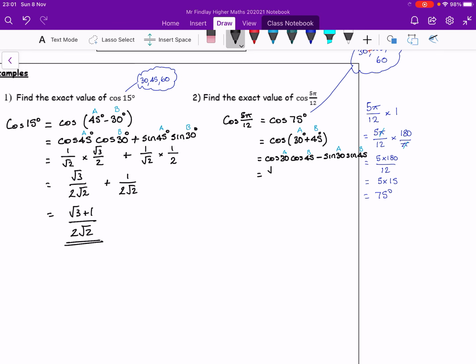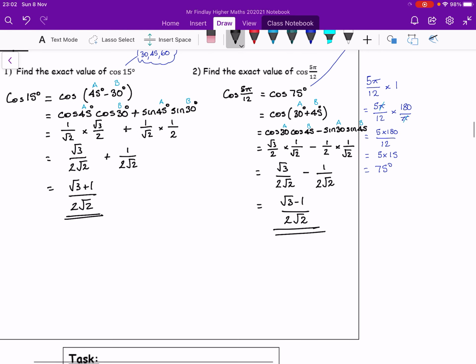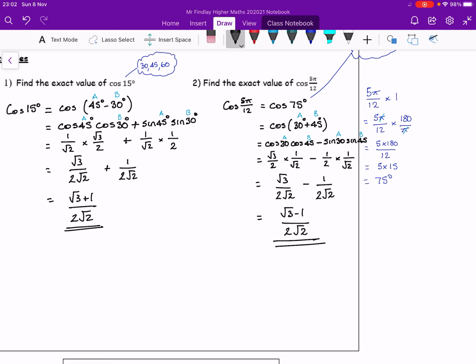Cos 30 is root 3 over 2, multiply by 1 over root 2, subtract a half, times by 1 over root 2. Let's see, root 3 over 2 root 2 minus 1 over 2 root 2, multiplying numerators and denominators, and therefore we get root 3 minus 1 over 2 root 2. Again, that is an exact value for my cos 5 pi over 12.